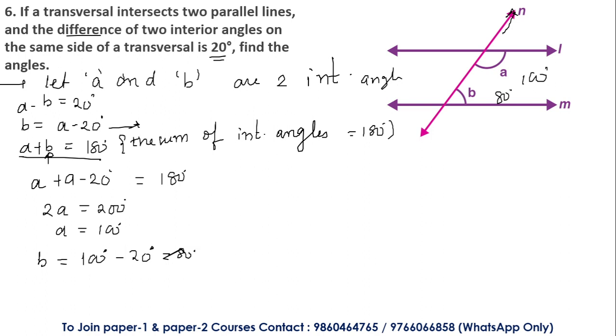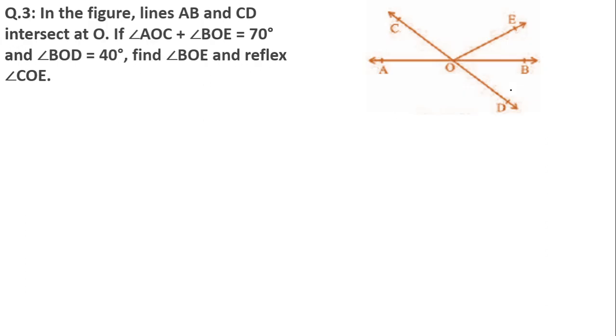Okay, so moving on to the next question, students. This is a different category of question. These are the important questions, okay, that can be asked again in the examination. In the given figure, lines AB and CD intersect at O. If angle AOC plus angle BOE is equal to 70 degrees and angle BOD is equal to 40 degrees, we have to find the angle BOE and the reflex COE.